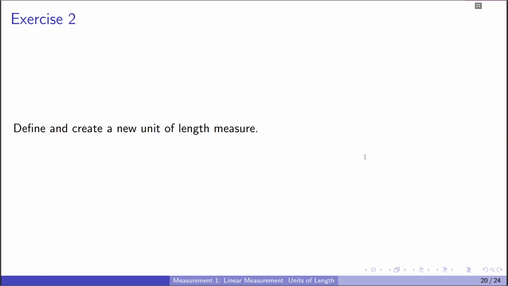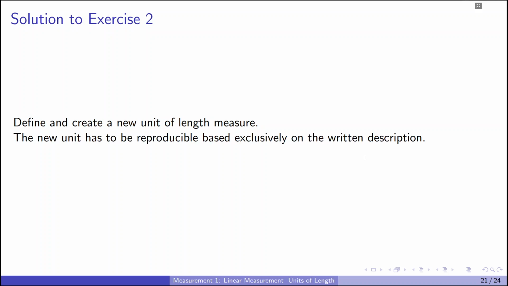Okay, so define and create a new length measure. Figure out a new unit. For this, you need to come up with something that is clearly defined on paper and not like a new prefix, not saying, oh, it's 42 meters or 6-7 meters. No, something different that's standardized. Turns out it's a little tough. But it has to be reproducible based exclusively on the written description. So you can text someone on the other side of the world and they will come up with the exact length you suggested.